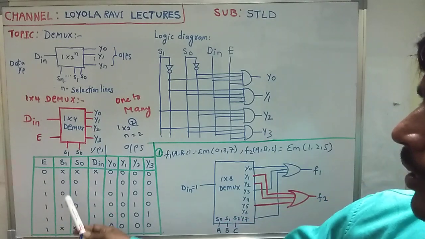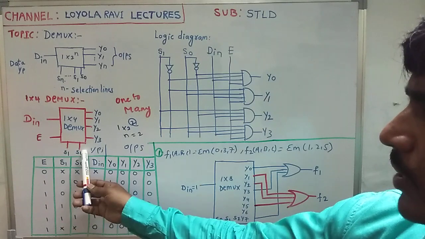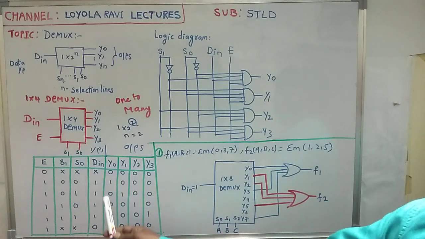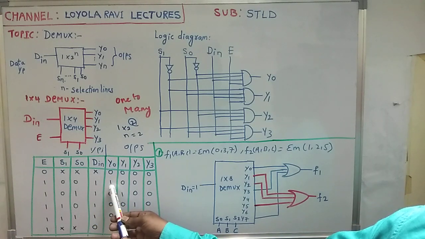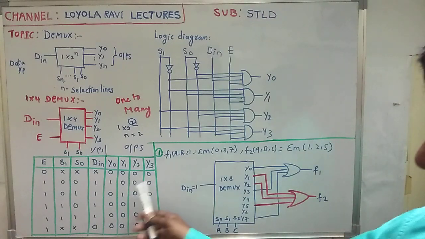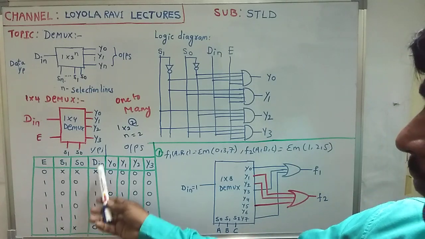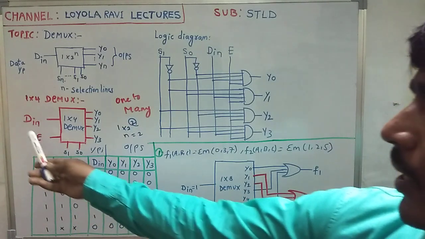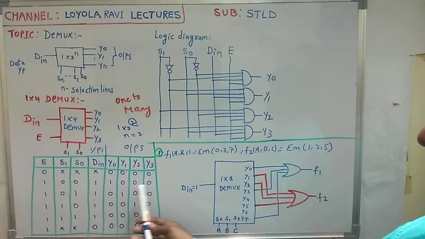Then come to enable is 1. If enable is 1 and I take the selection lines as 0 0, and let us take din as 1, then y0 is equal to 1 and the remaining are all zeros. For the 0 0 combination, if the data input is 1, then we get only y0 as the output, remaining all 0.